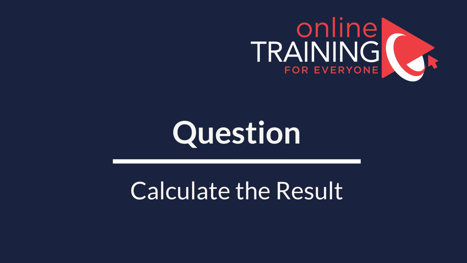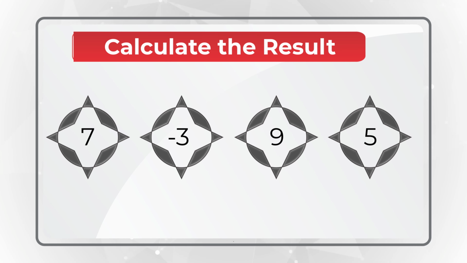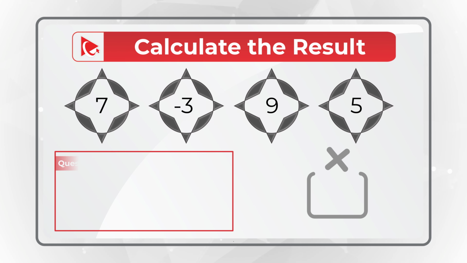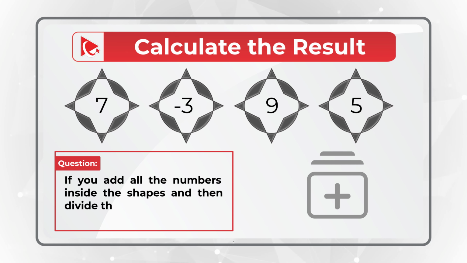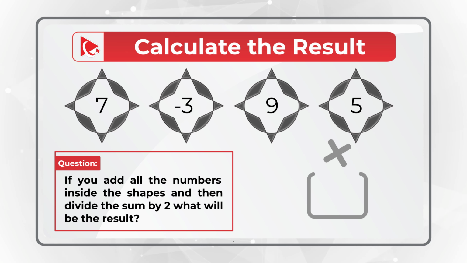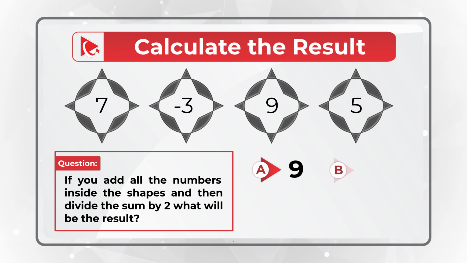Here's an amazing question to test your business math skills. You're presented with a set of numbers in a compass-like figure, and you need to add up all the numbers inside the shapes and then divide the sum by 2. You need to calculate what would be the result of this calculation, and you have 4 different choices. Choice A, 9. Choice B, 12. Choice C, 18. And choice D, 24.